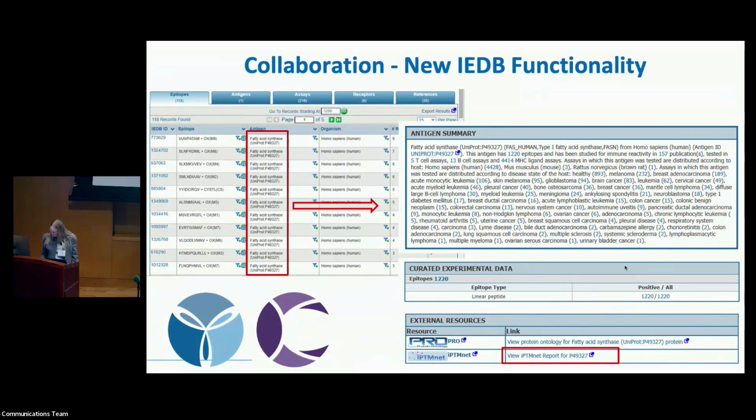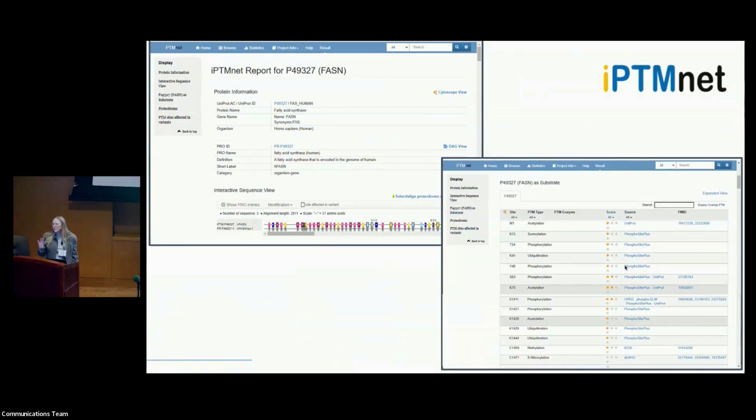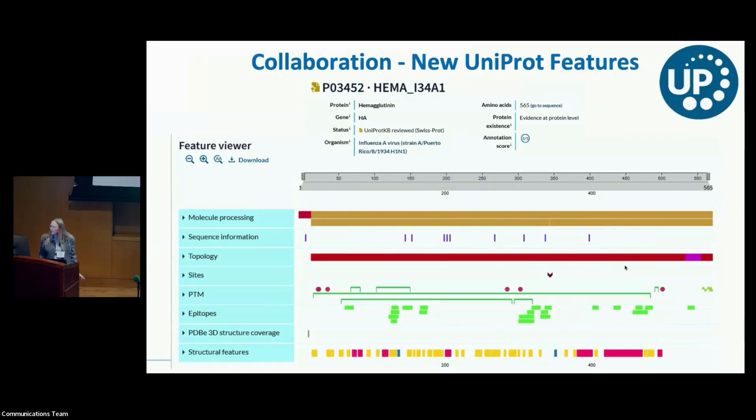So post-translational modifications are important to immunologists. So if you click on the iPTMnet link out, you get all the information about all the possible post-translational modifications for that protein. And this is new information we're providing to our users who may never have heard of iPTMnet and didn't realize this resource was out there, which is the goal of sharing our different resources.